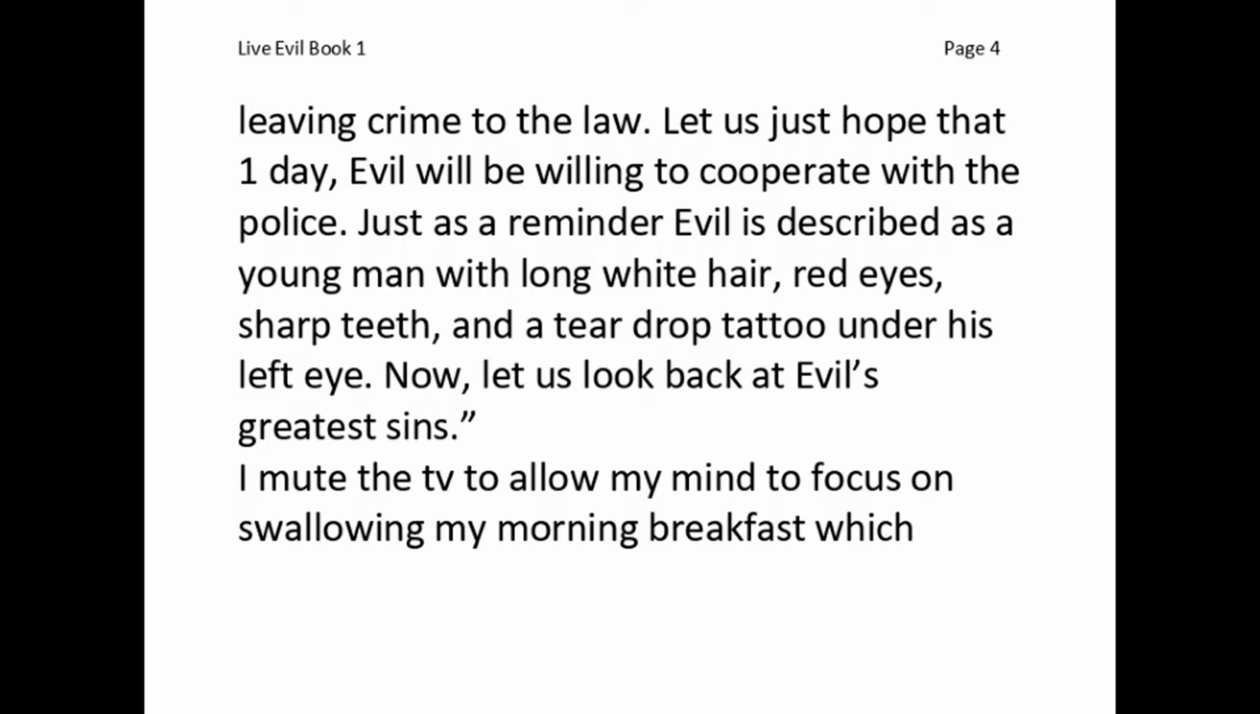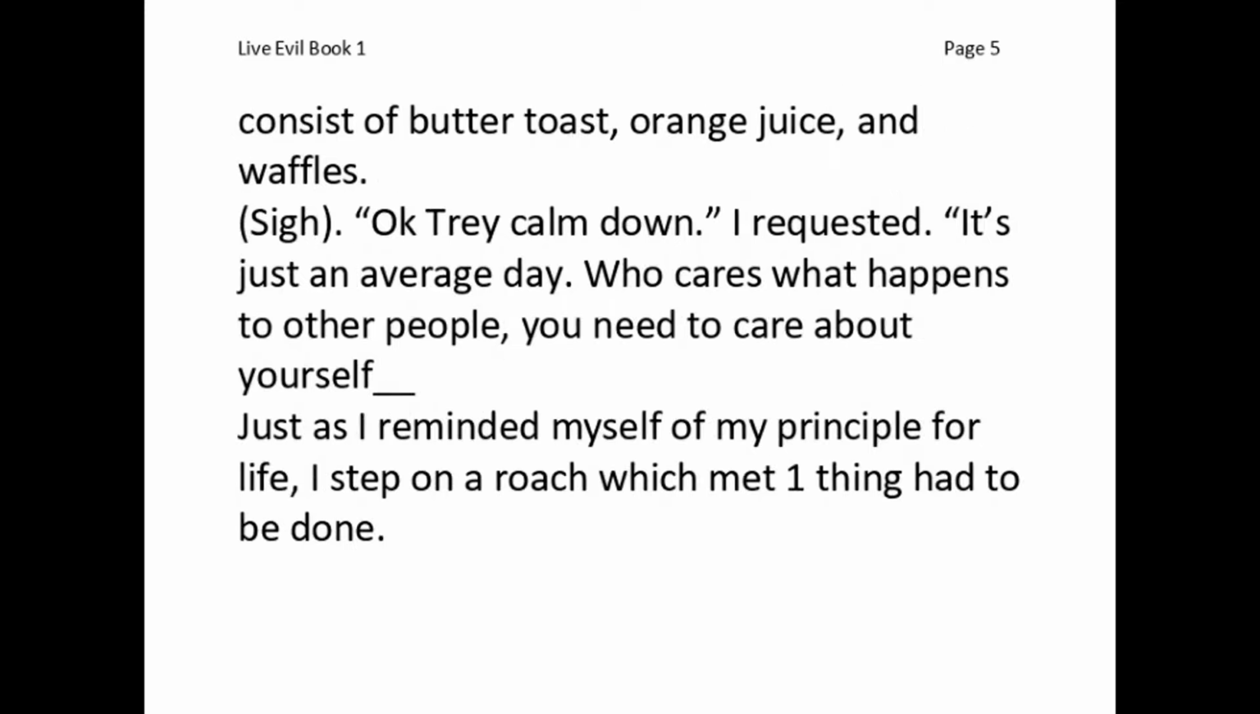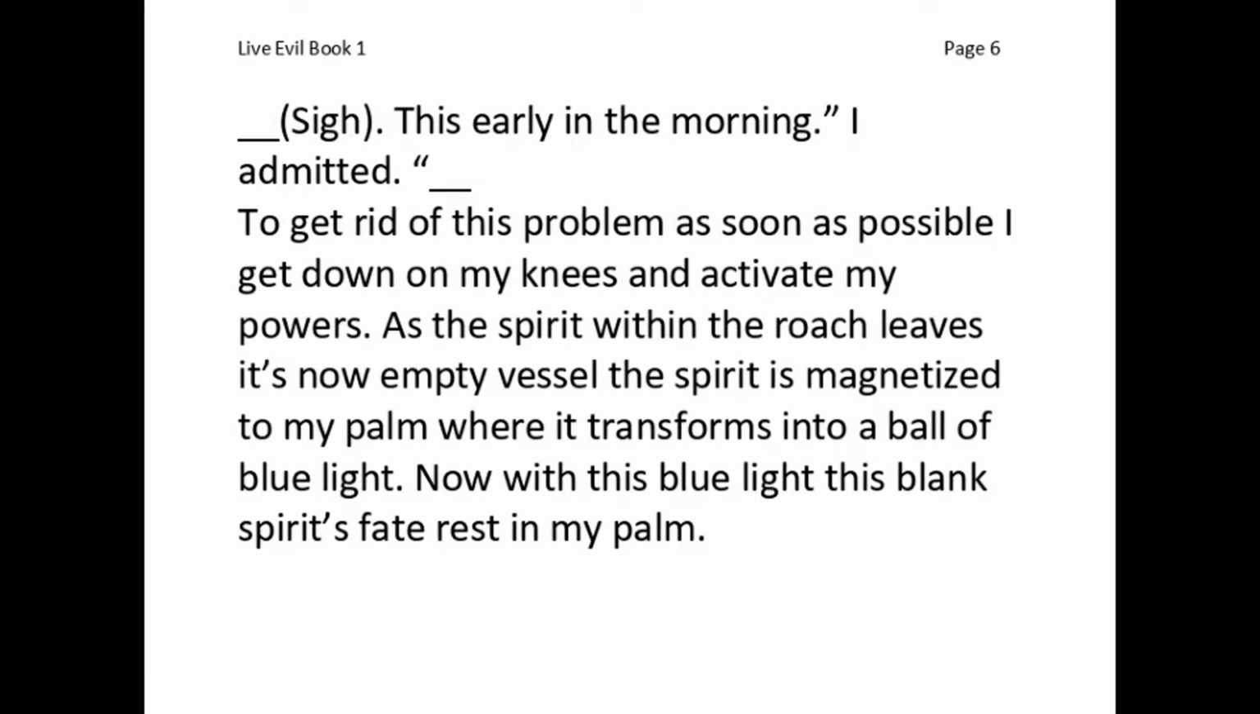I mute the TV to allow my mind to focus on swallowing my morning breakfast, which consists of butter toast, orange juice, and waffles. Sigh. Okay, Trey, calm down, I requested. It's just an average day. Who cares what happens to other people? You need to care about yourself. Just as I reminded myself of my principle for life, I step on a roach, which meant one thing had to be done. Sigh. This early in the morning, I admitted.